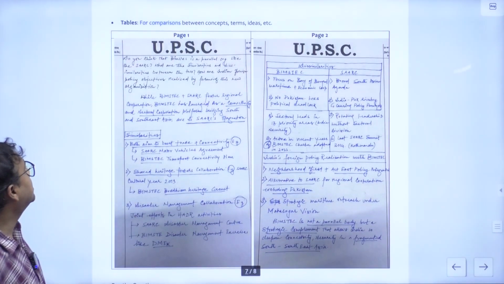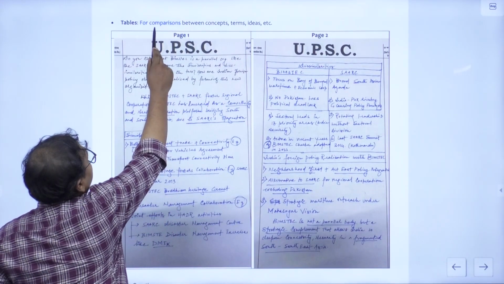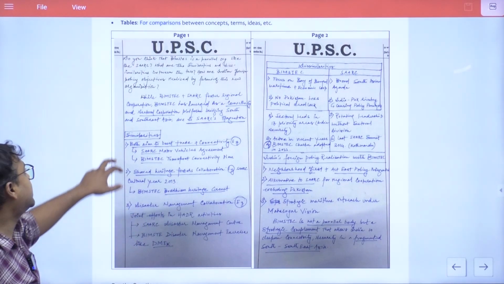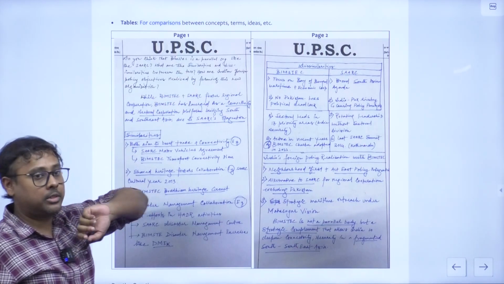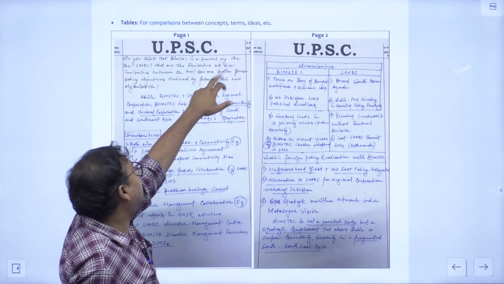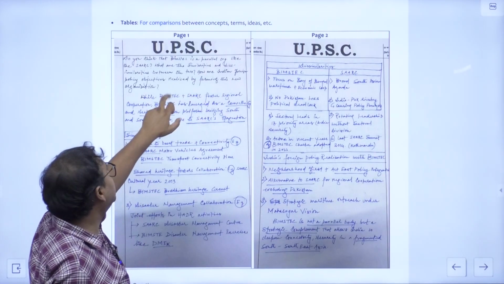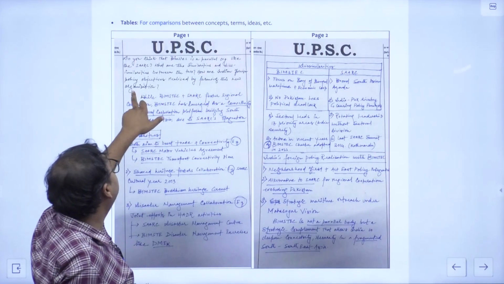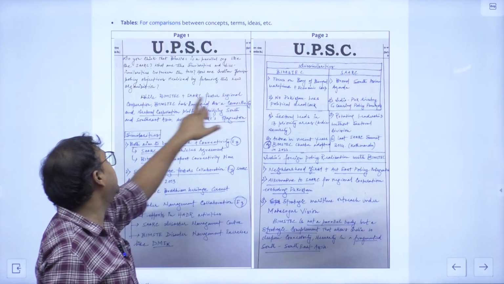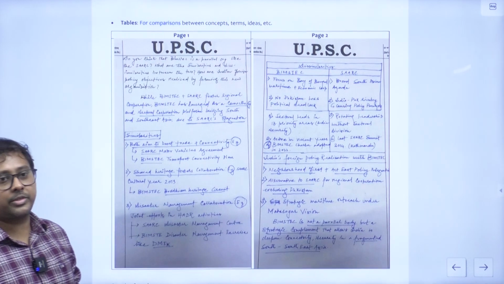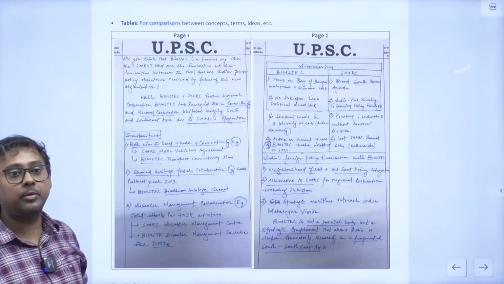So another thing is, for comparison, we'll be using tables. Okay, for this question, this is a UPSC question: do you think BIMSTEC is a parallel organization like SAARC? What are the similarities and dissimilarities between the two? How are the Indian foreign policy objectives realized by forming this new organization? It's a lengthy question, and this is only a 10 marker, by the way.